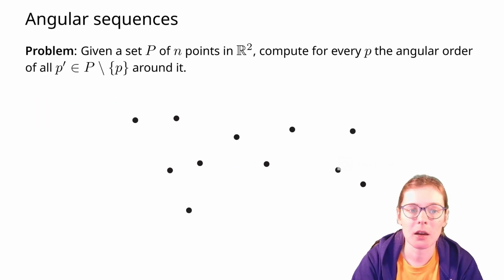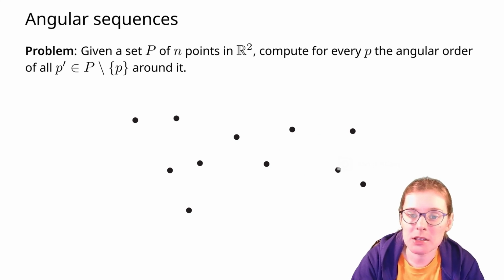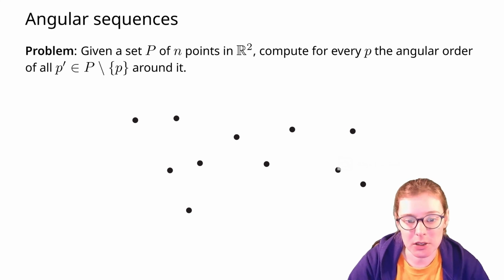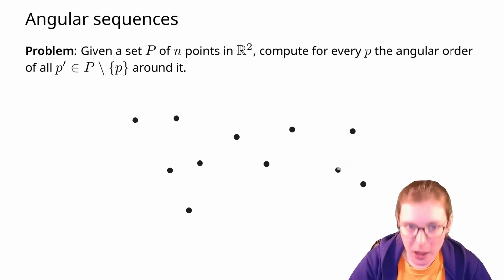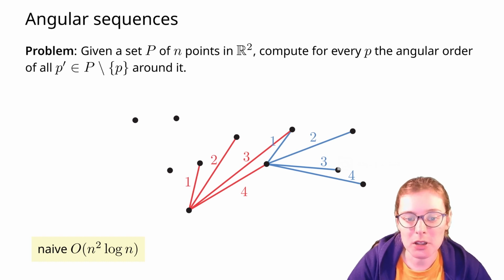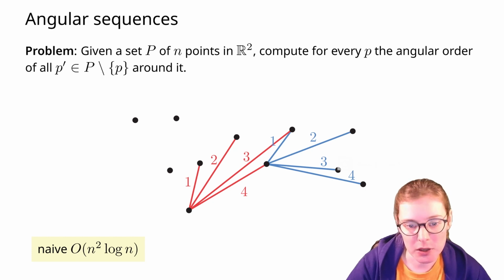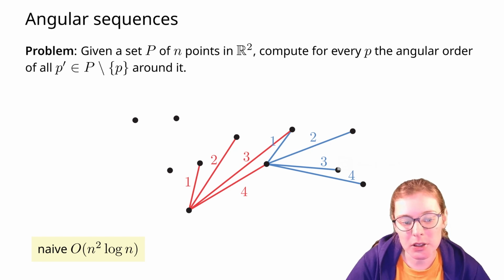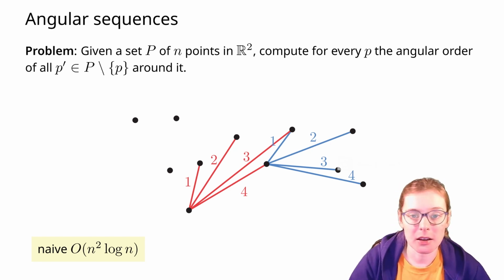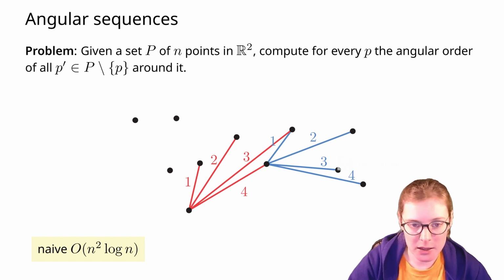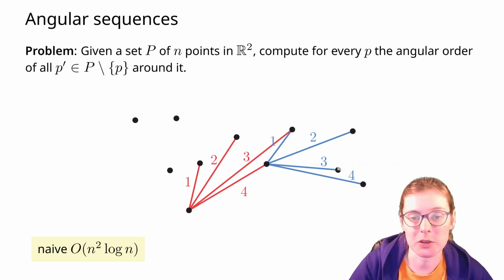Next problem. Again, given a set of points in the plane, what we want to compute now is for every point P, the angular order of the remaining points around it. So we will have n lists of points ordered around each point. For one point, we can sort the remaining points by angle around it in n log n time, and thus in total we can produce n such lists in big O of n squared log n time.